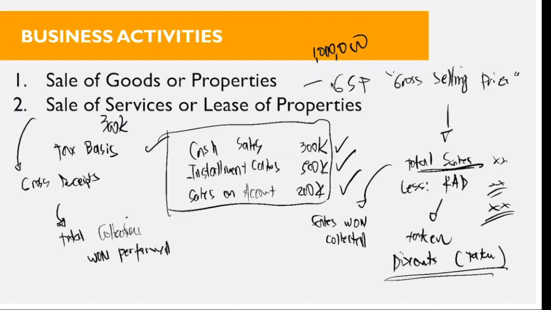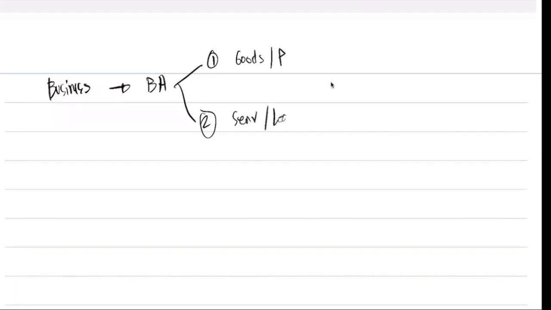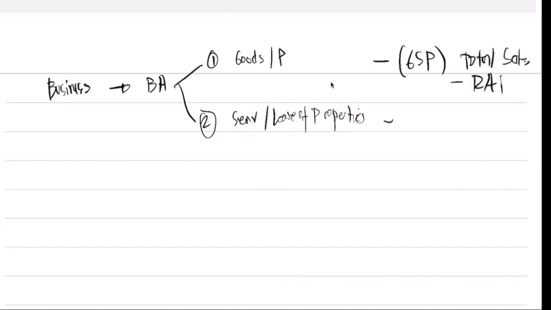Okay? So after this slide, we should already know if we have a business activity that is considered a business. So let's have a recap. If we have a business, we need to look at your business activity. In your business activity, we have only two items: the sale of goods or properties, or the sale of services or lease of properties. If you are a seller of goods, we have your gross selling price, which is your total sales less returns, allowances, and discounts.